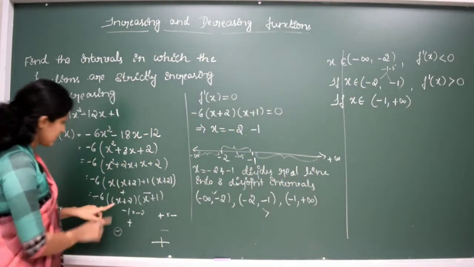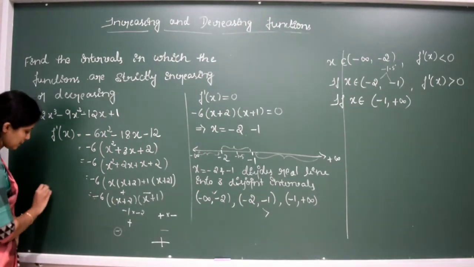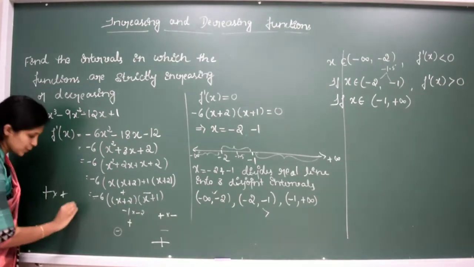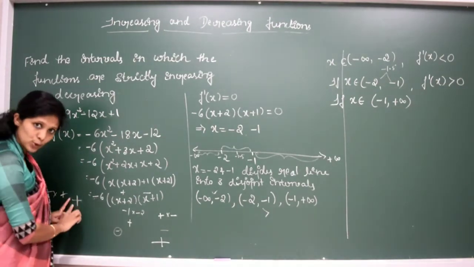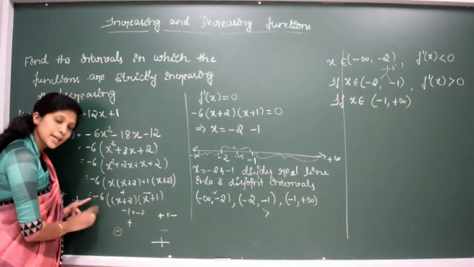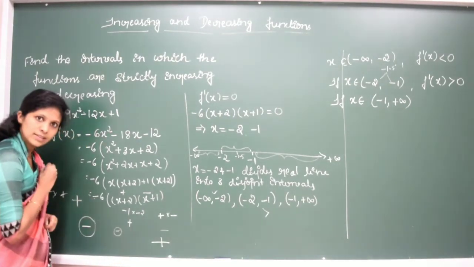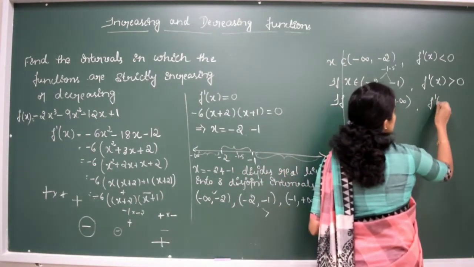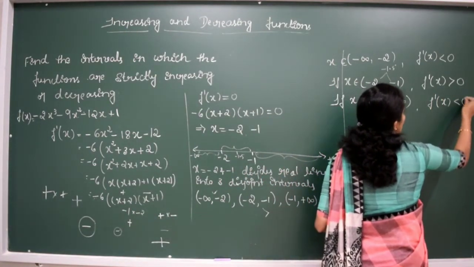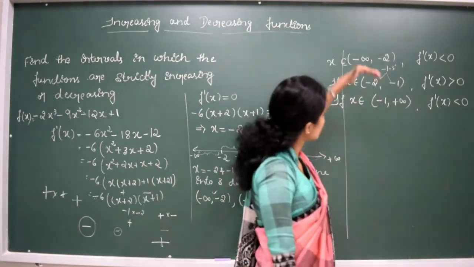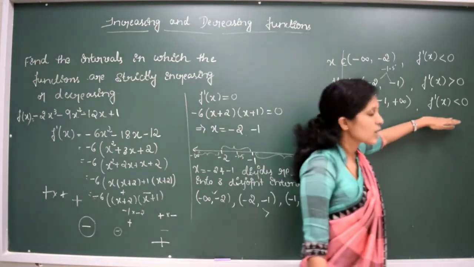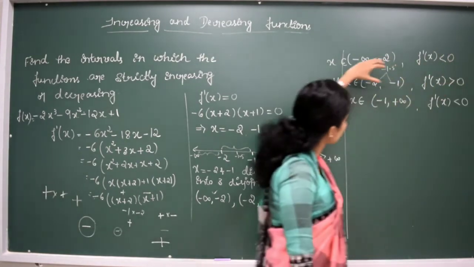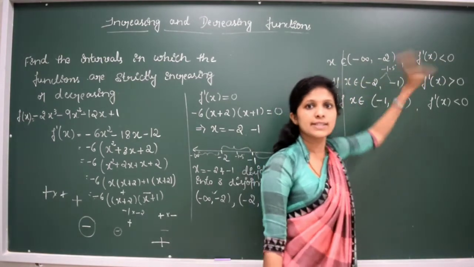If I substitute 1, then 1 plus 2 will be positive, right? 1 plus 1 will be positive. So positive into positive will be positive, but that positive sign is multiplied with the negative one. So obviously it will be negative. Is it clear? So this is negative now. So by this we got f dash of x is less than 0. I hope you are understanding this one. So in these two intervals f dash of x is less than 0, so the function is decreasing, but in this interval the function is increasing.